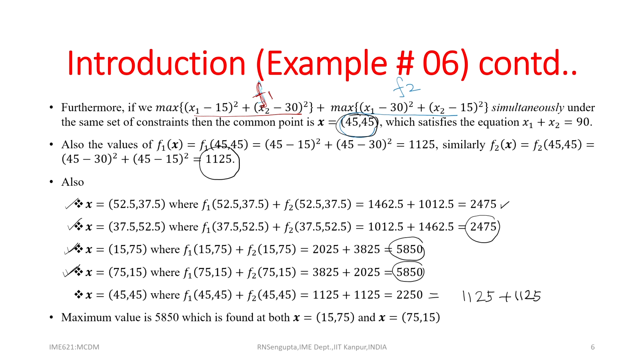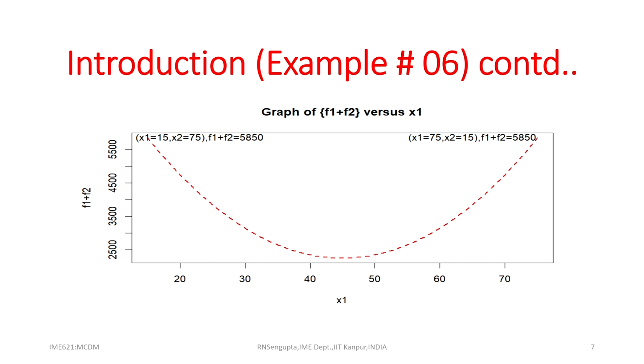So, obviously, looking into that, the maximum value of 5850 is found at the corner points, which are 1575 and 7515. If I draw the graph, again trying to maximize, and we plot x1 along the x axis (you could have done it for x2 also, as I mentioned in the same example in the earlier class), and plot f1 plus f2 along the y axis, then very interestingly the maximum comes out at two corner points here.